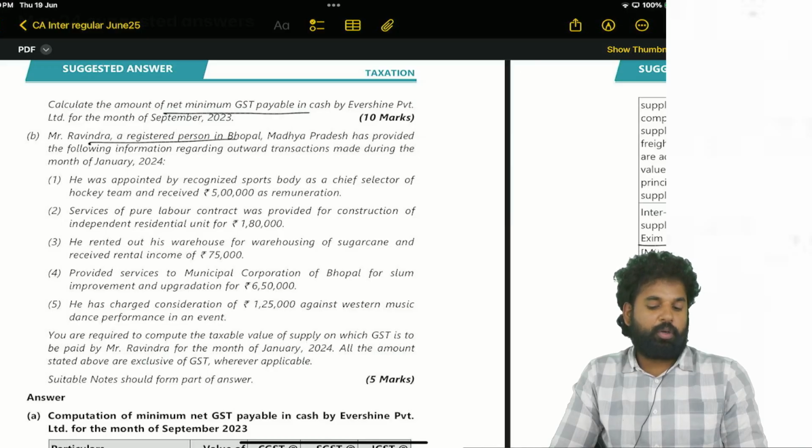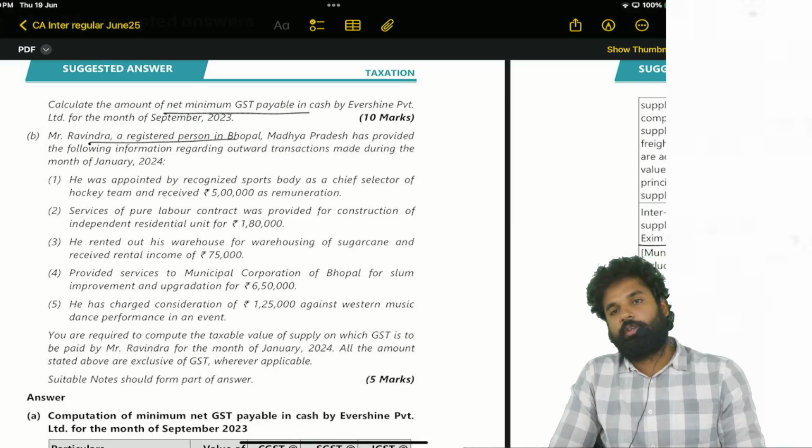Next, service of pure labor contract provided for construction of independent residential unit, 1.8 lakhs. Pure labor contract. Exempted for independent residential unit. Say for flat construction it is taxable. For individual house it is exempt. Affordable housing scheme, it is exempt, that we have seen.